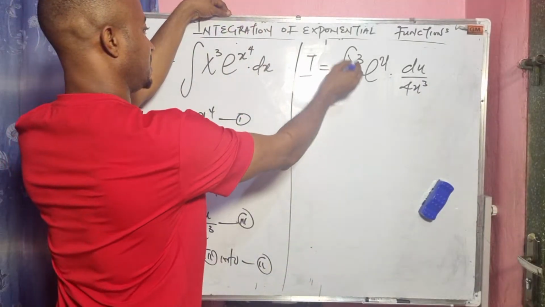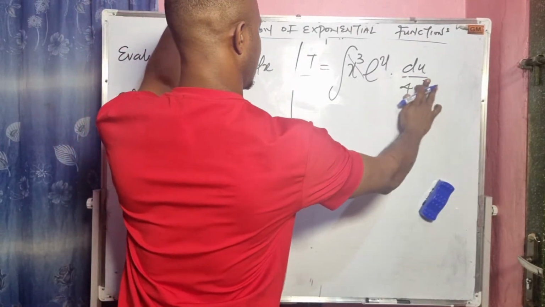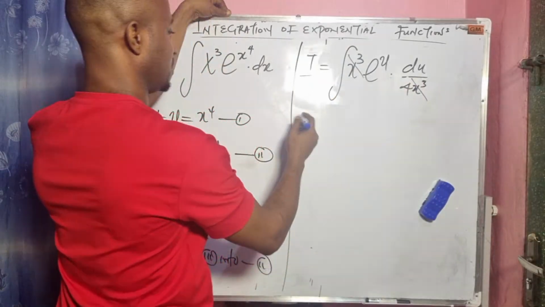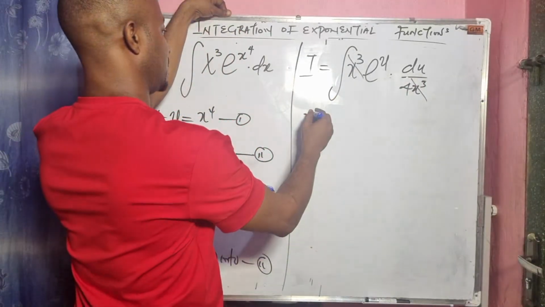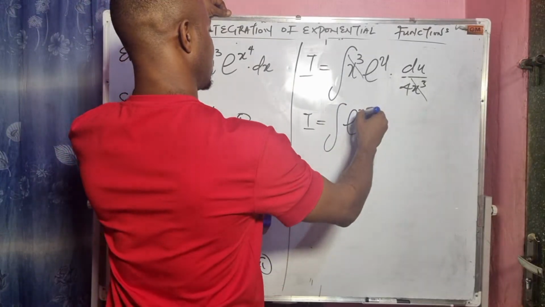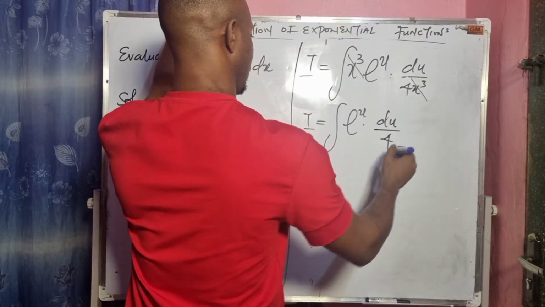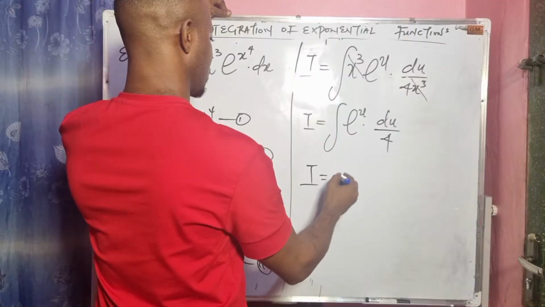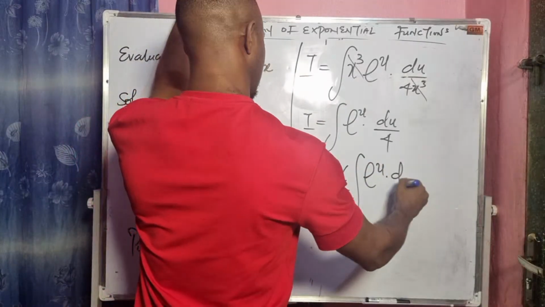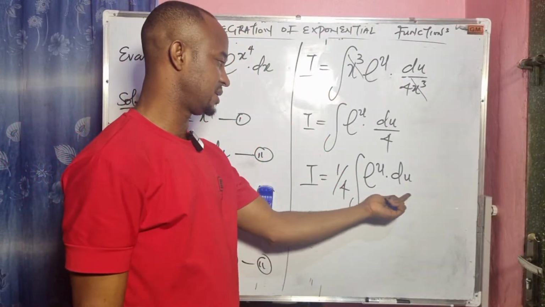So from here, this can go with this. Sorry, this is 4s cubed. S cubed can go with s cubed. So we are left with I equals the integral of e^u times du over 4, which is I equals 1 over 4 integral of e^u du. The right to integrate this is du.